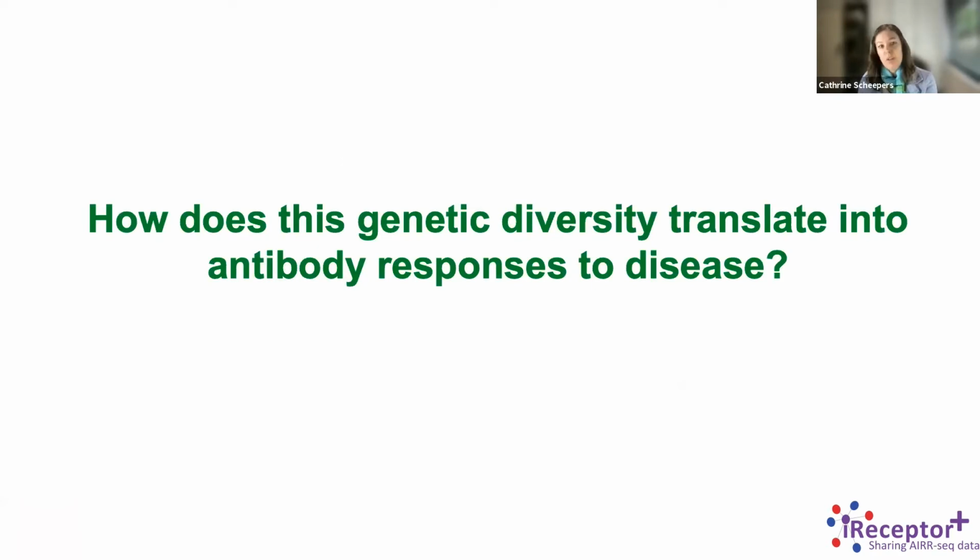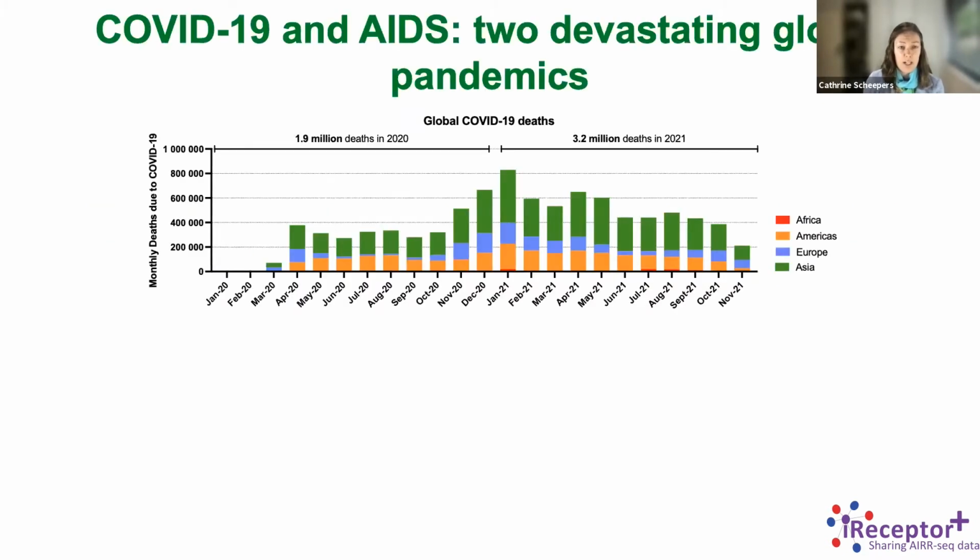But how does all of this genetic diversity really translate to antibody responses to disease? As you all know, COVID-19 has been a massive pandemic that we've been in for the last 2 years. It roughly accounts for over 5 million deaths, with at least 3.2 million deaths occurring in 2021. This graph shows the number of deaths by month since the start of the pandemic in January 2020, or I guess December 2019, up until November, broken down by geographic region.